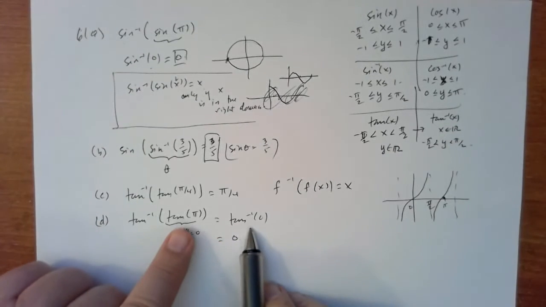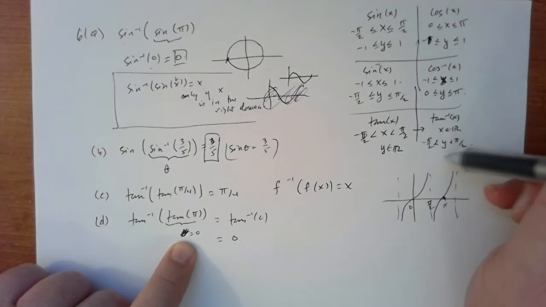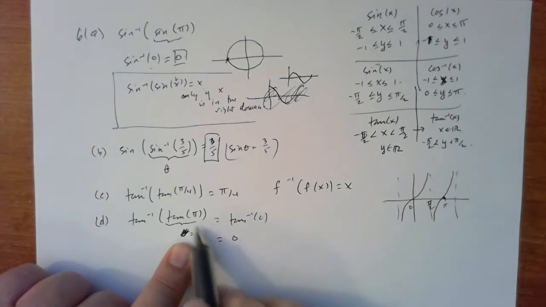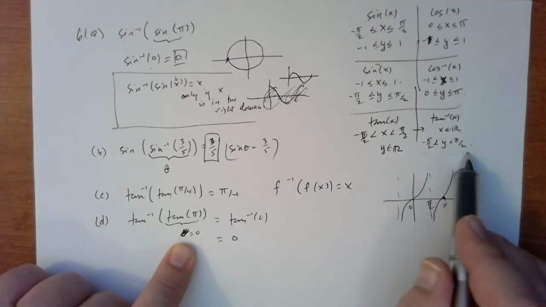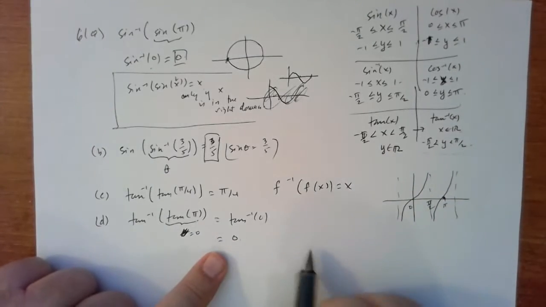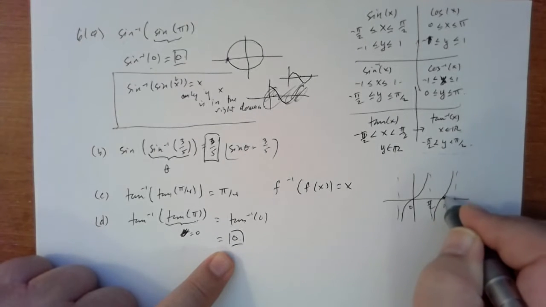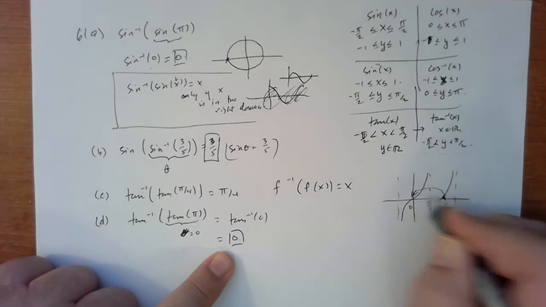Now I knew I needed to do this. Why? Because my outputs need to be between plus or minus pi over 2, and pi is outside this interval. And so therefore I had to be a little bit careful with my answer. So I just adjusted this interval to be the same as this interval.